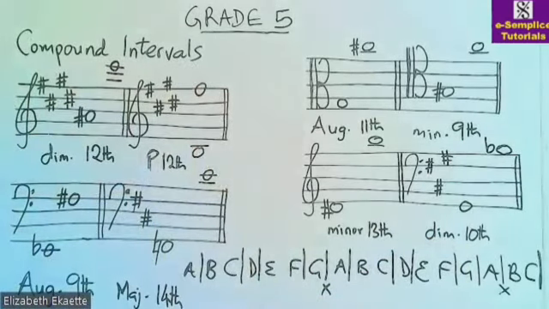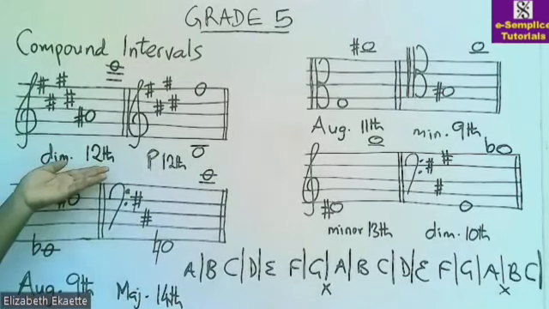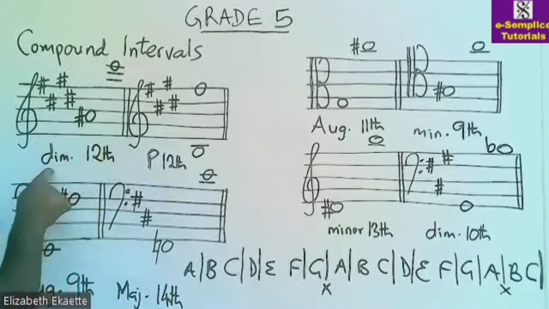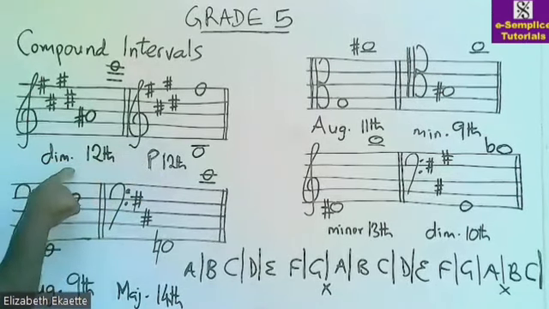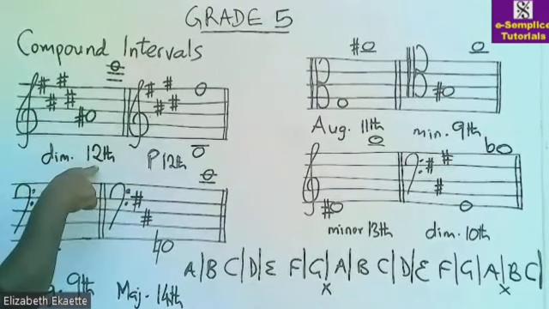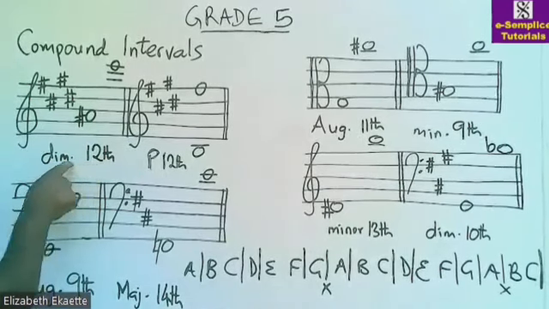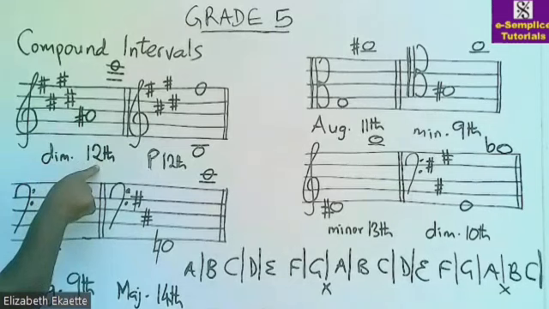So on this note, we come to the end of looking at compound intervals. And I hope in grade 5, you know that for all these compound intervals, there are other ways of referring to them. That is, when the numbers are high, all you need to do is take away 7 from these numbers. So another name for this now is compound diminished 5th. If you take away 7 from 12, you'll have 5 left. So another name for diminished 12th is compound diminished 5th.